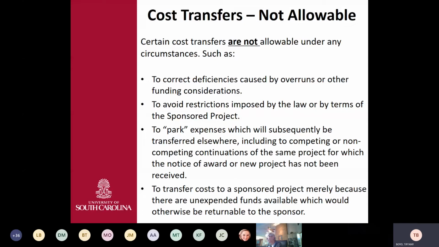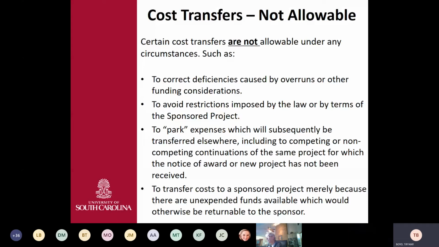Other cost transfers that are not allowable, you're not allowed to park expenses, which will subsequently be transferred elsewhere. And this includes to competing or non-competing continuations of the same project for which the notice of award or new project has not been received. So this is where risk accounts become really, really important. When you get those 90 and 30-day notices, you need to start thinking about what do I need in order to make sure I'm not parking expenses for the next year while I wait on that next notice of award to come in, so that I'm not parking expenses where they don't belong.